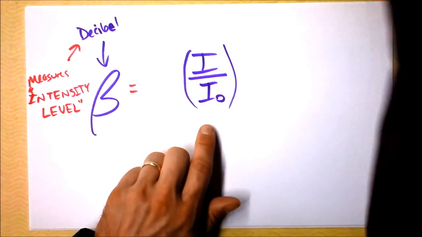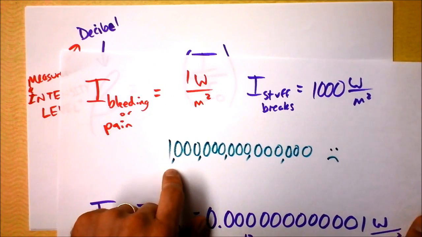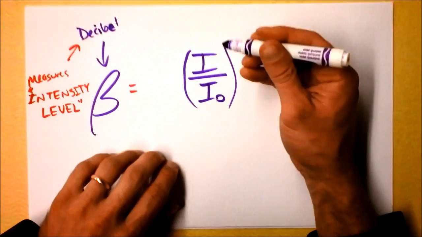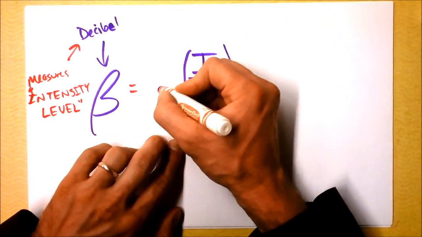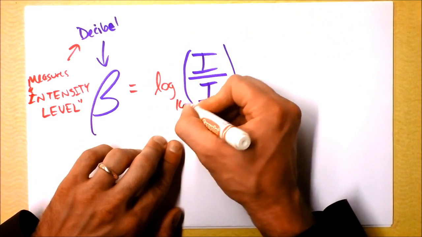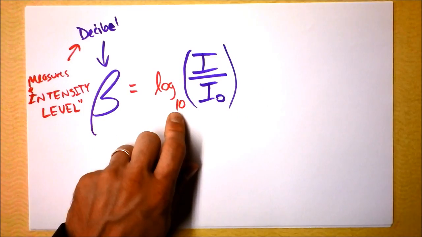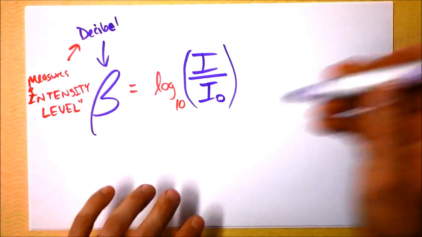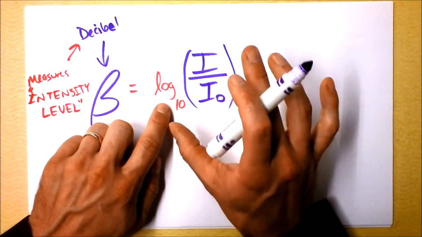And as we saw before, this number will be anywhere between 1, if intensity is I naught, up to, I guess, a quadrillion. So it's between 1 and 10 to the 15th or something. That's a huge range. So let's instead not just take this ratio, but take the log of it. And for some historical reasons, we use the number 10 here. We ought to use the number e. Can you figure out why we use the number 10? I hate that. So we use log base 10, which is frustrating.